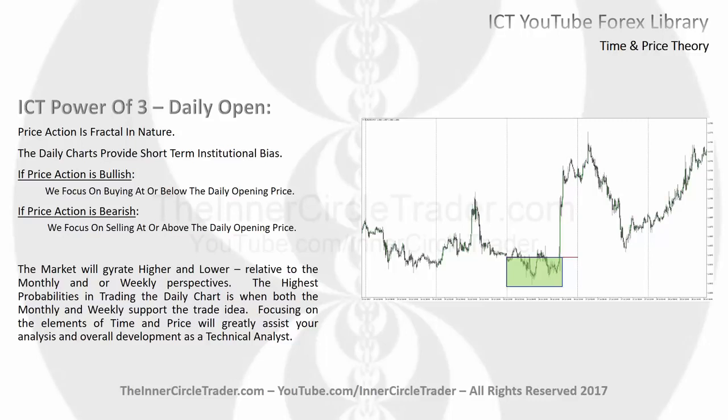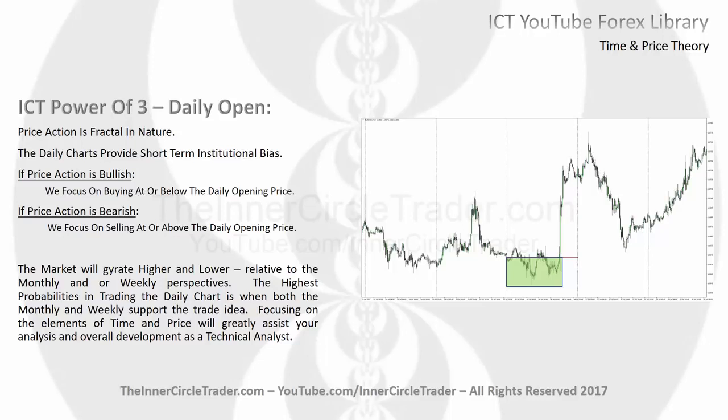But if we're bullish relative to the daily time frame, we are looking to be buying at or below the daily opening price. And if we're bearish on the daily, we're going to be focusing on selling short at or above the daily opening price. Now, the market will gyrate higher and lower relative to the monthly and/or weekly perspectives, as we mentioned in the previous slides. The highest probabilities in trading the daily chart is when both the monthly and weekly support the trade idea that you would be using or hunting on the daily.